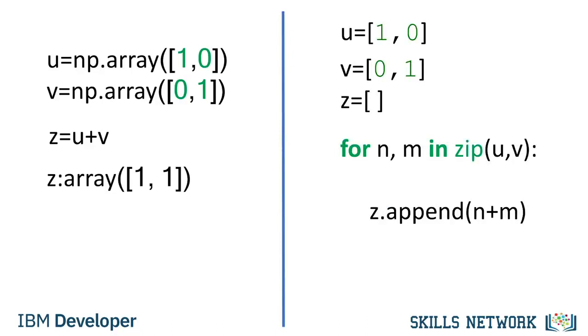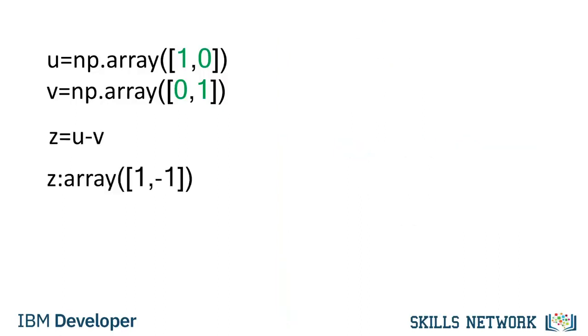It would require multiple lines to perform vector subtraction on 2 lists as shown on the right side of the screen. In addition, the NumPy code will run much faster. This is important if you have lots of data. We can also perform vector subtraction by changing the addition sign to a subtraction sign.